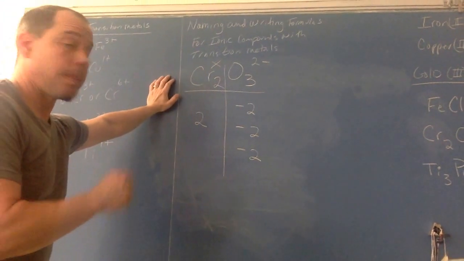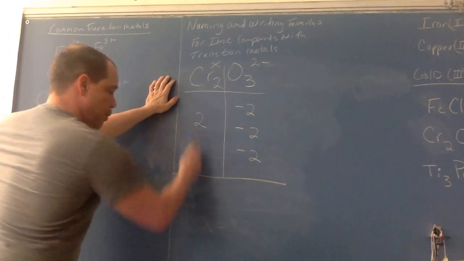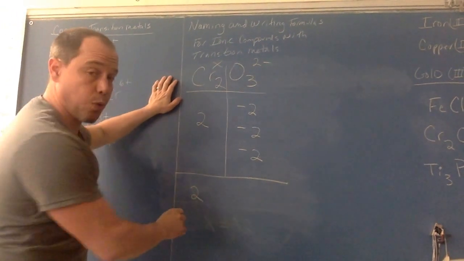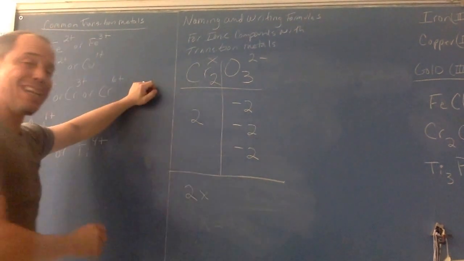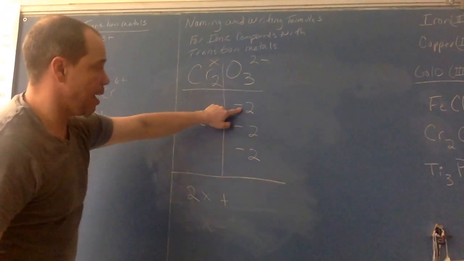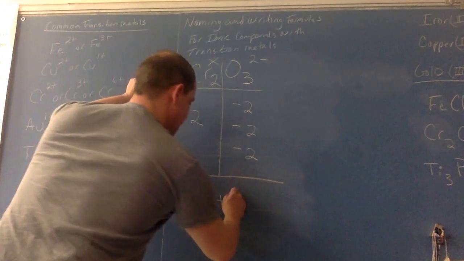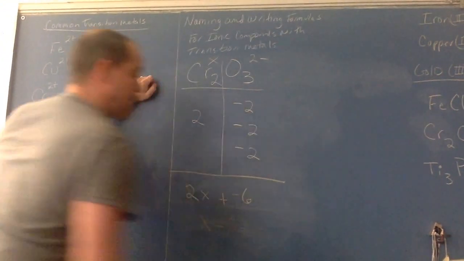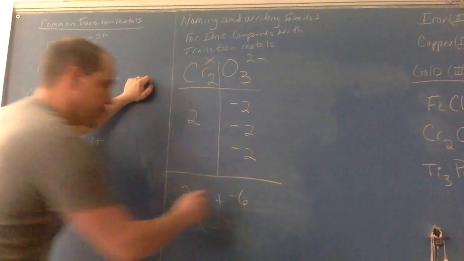Now what I'm going to do is draw that line. I'm going to write my 2 for the 2 chromiums. I'm going to bring that X down. I'm going to put an addition sign. I'm going to add up my anions. -2 plus -2 plus -2 is -6. Set it equal to 0 because all chemical formulas have an overall charge of 0.